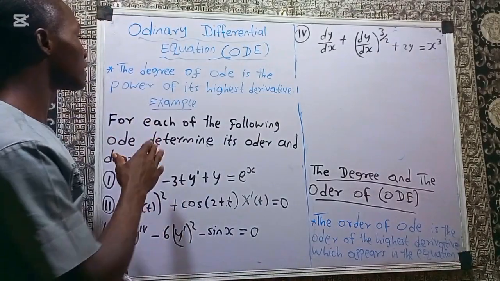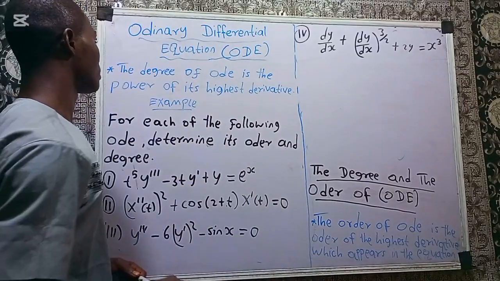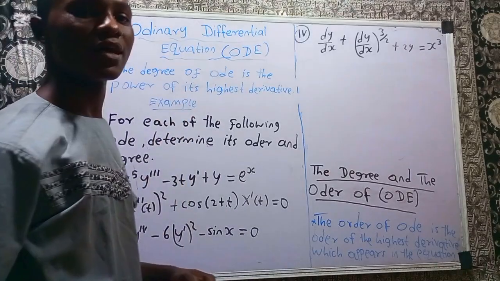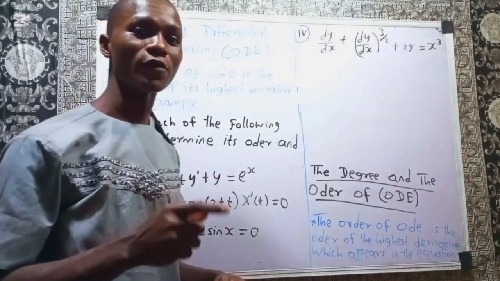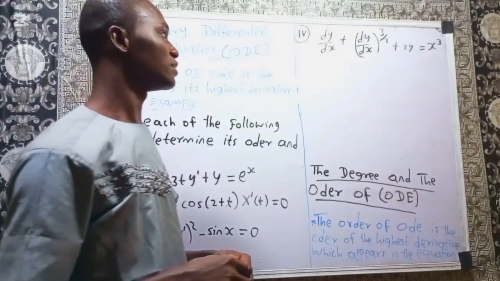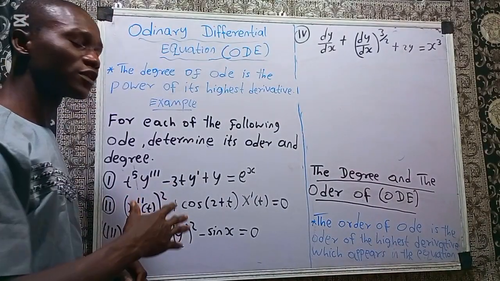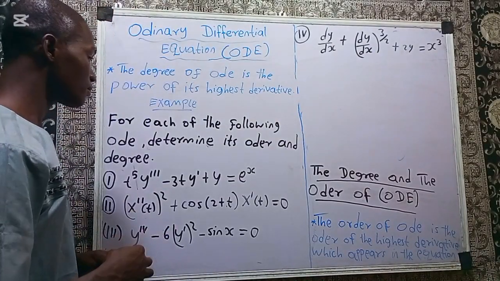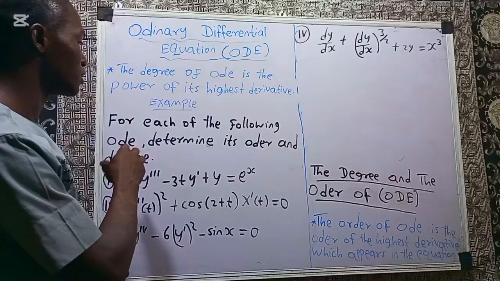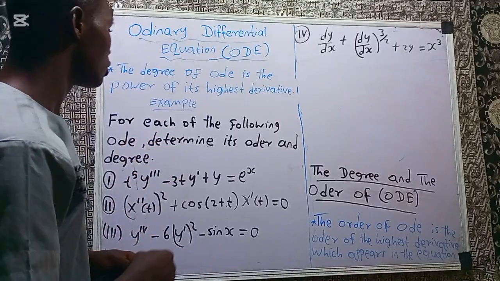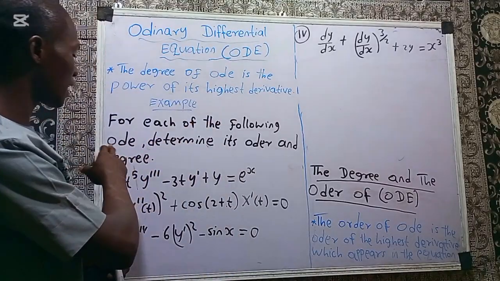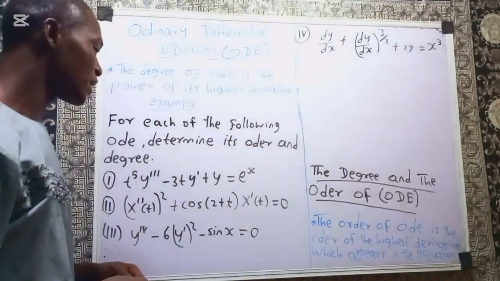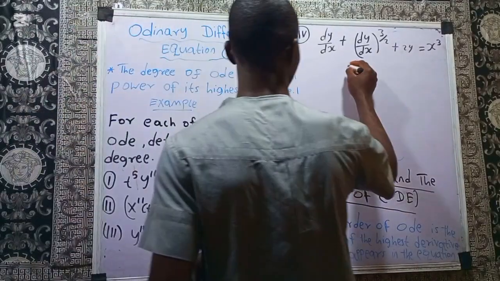So let's look at the degree of an ordinary differential equation. The degree of an ordinary differential equation is the power of its highest derivative. The power of its highest derivative is the degree. So we have a couple of examples given to us here, and we want to know their order and degree. For each of the following ordinary differential equations, determine its order and degree. Let's consider them one after the other.